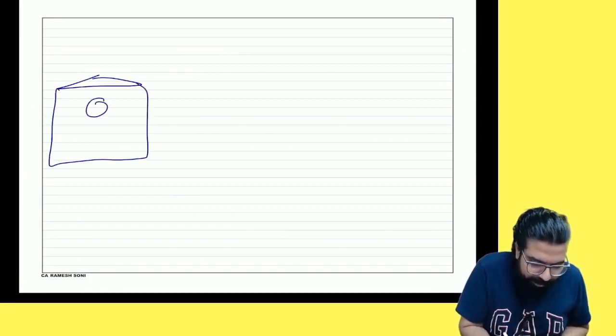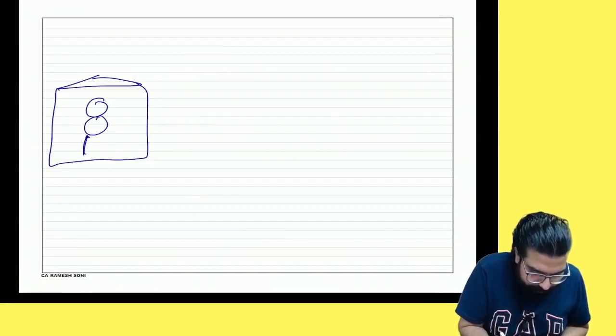Sir, what are you drawing? Arey Baba, you see now. Sir, who is this?